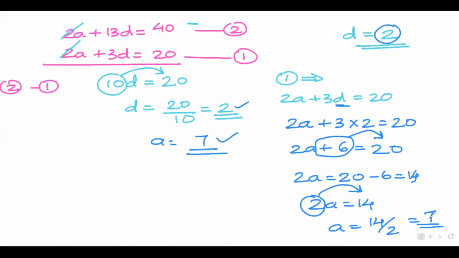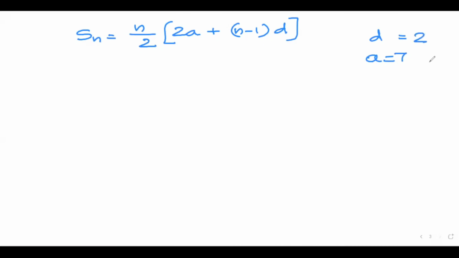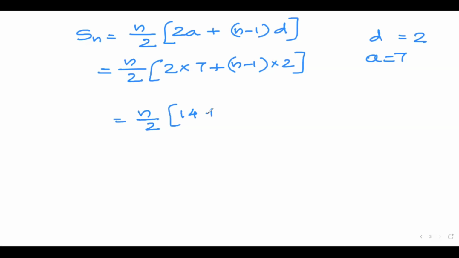Now we have to write the sum of n terms. It is n by 2 into 2a plus n minus 1 into d, where the d and a values are already here. d is 2 and a is 7. Let us give these values over here. So n by 2 into, a is 7, so 14, plus n minus 1, and in place of d we have to give 2. So we'll get n by 2 into 14 plus n minus 1 into 2.